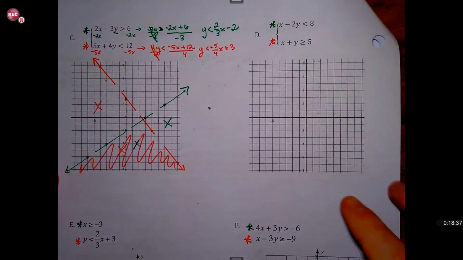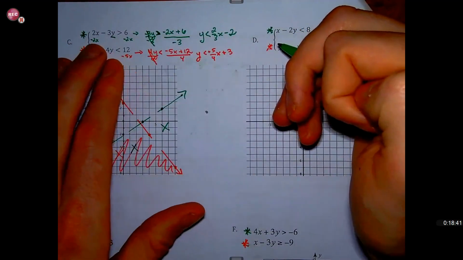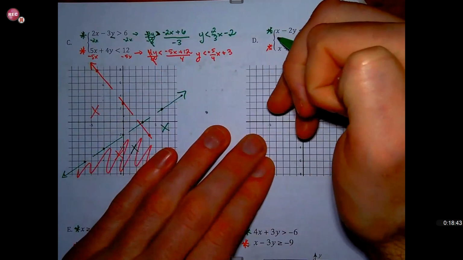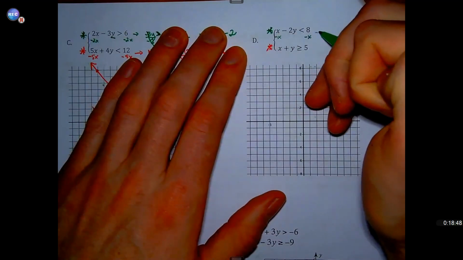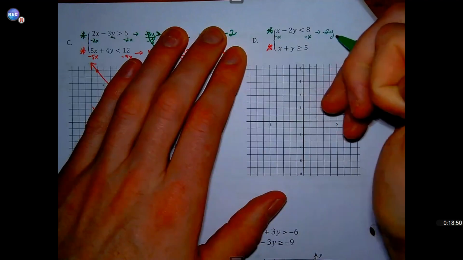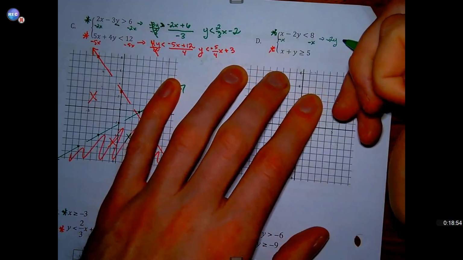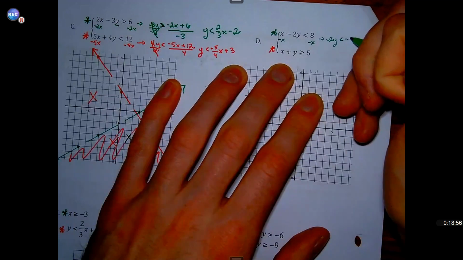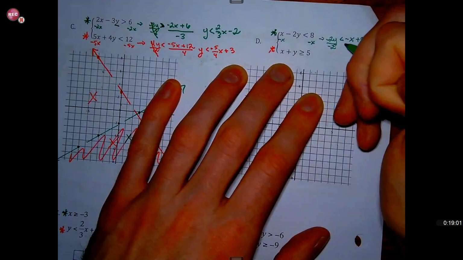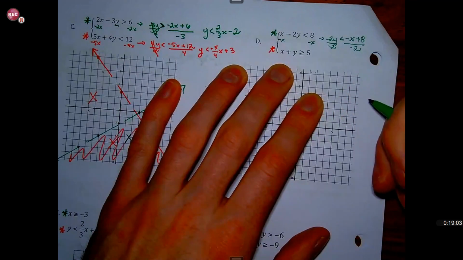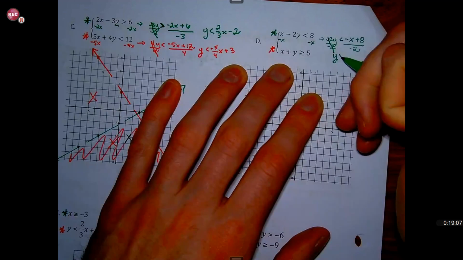All right, let's move on to our next example. Same idea again as we did on the last one. Here, we want to move our x, then divide by whatever's in front of our y. So, subtract your x. My new equation is negative 2y less than negative x plus 8. We're then going to divide by negative 2. And we should end up with, because we're dividing by a negative, remember, we want to flip that inequality.